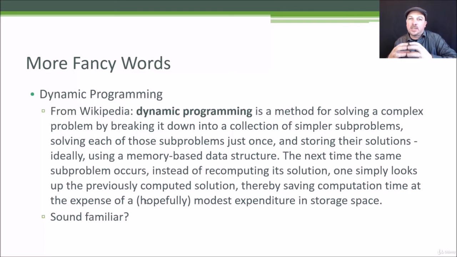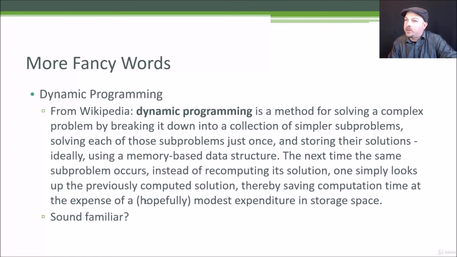There are many different states Pac-Man could find himself in, but each one of those states represents a simpler subproblem where there's a limited set of choices I can make, and there's one right answer for the best move to make. And storing their solutions, those solutions being the Q values that I associated with each possible action at each state. Ideally using a memory-based data structure. Well, of course, I need to store those Q values and associate them with states somehow, right?